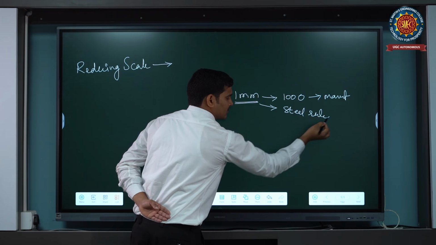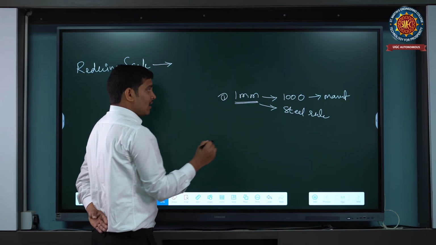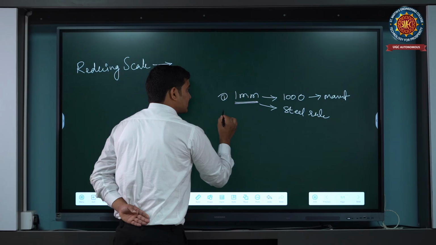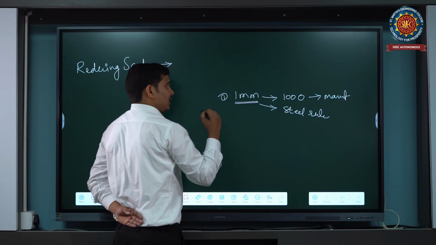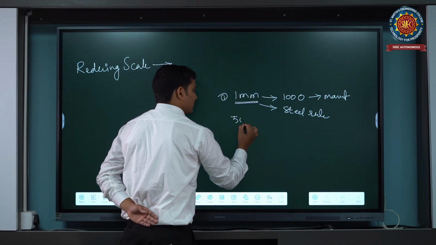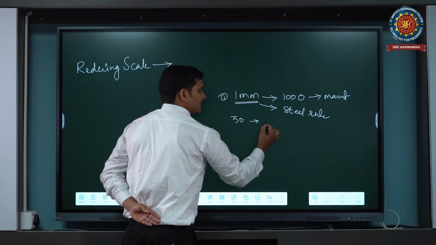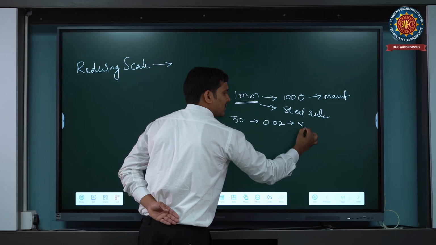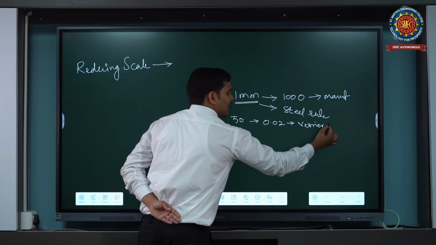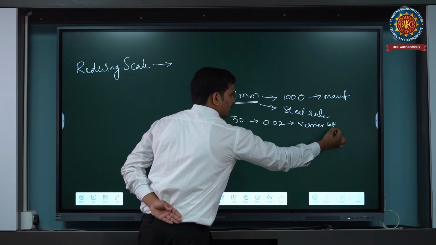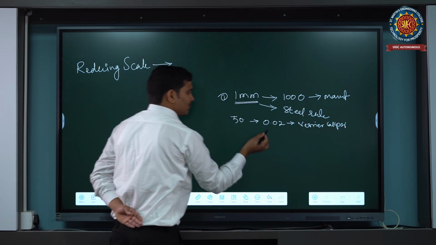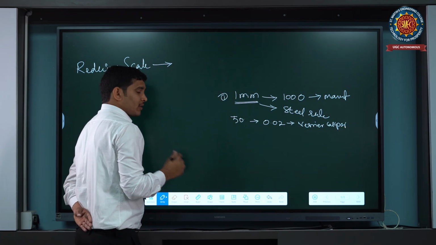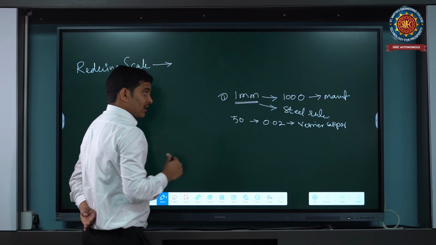The steel rule is used to measure dimensions in 1 mm. Next, the 1 mm is divided into 50 equal parts, like 0.02. The vernier caliper is used to measure dimensions of 0.02. Now, that is possible by using the vernier caliper.